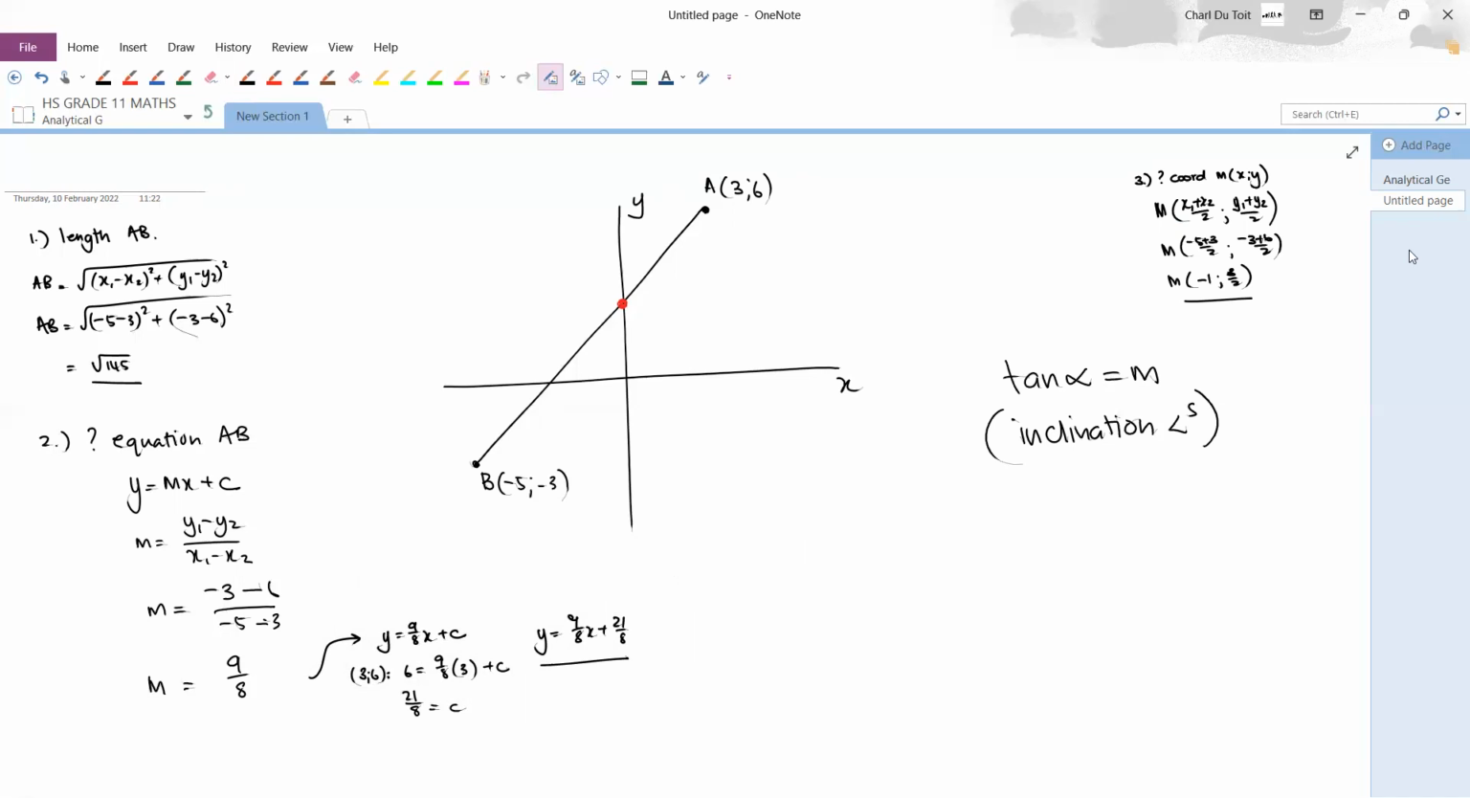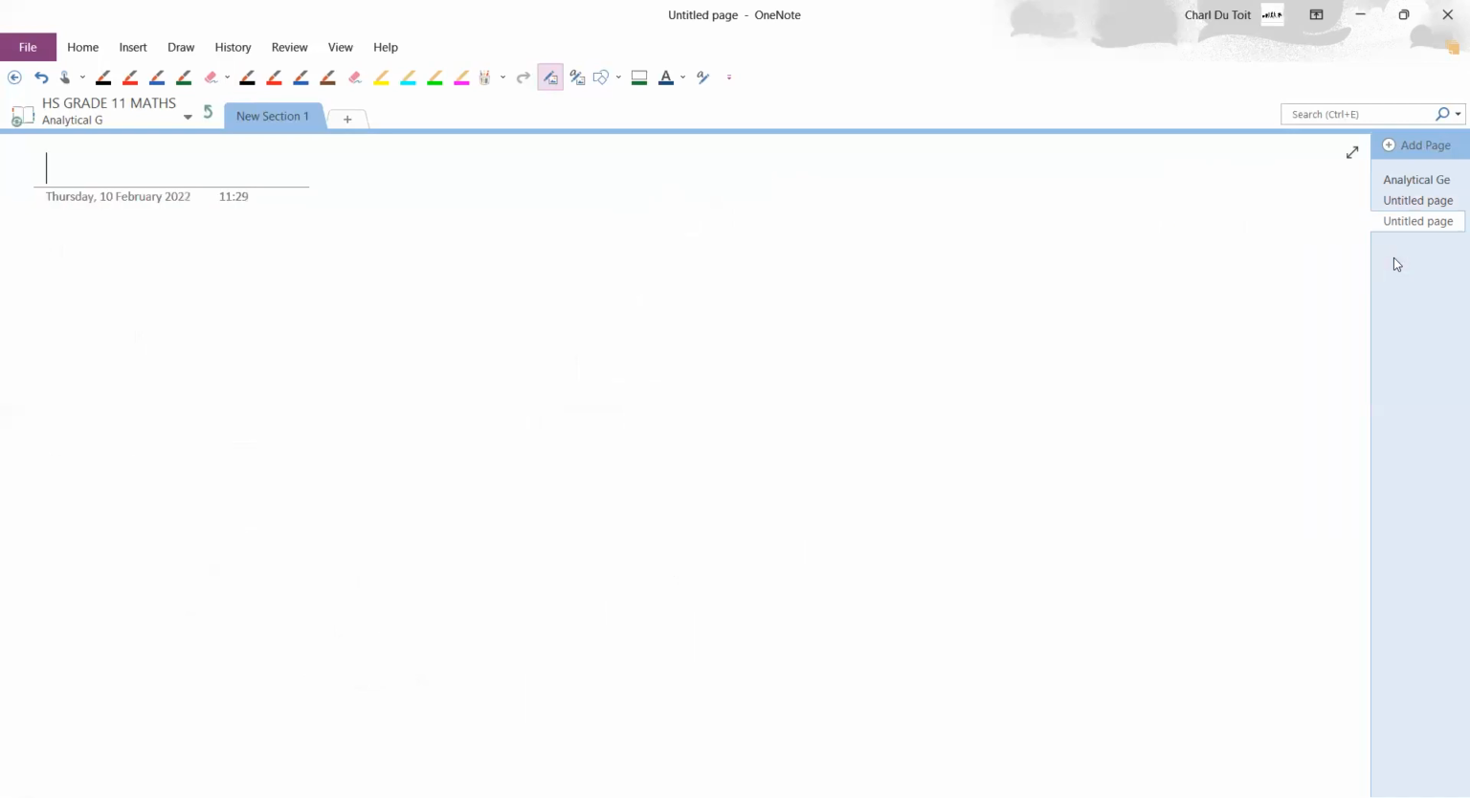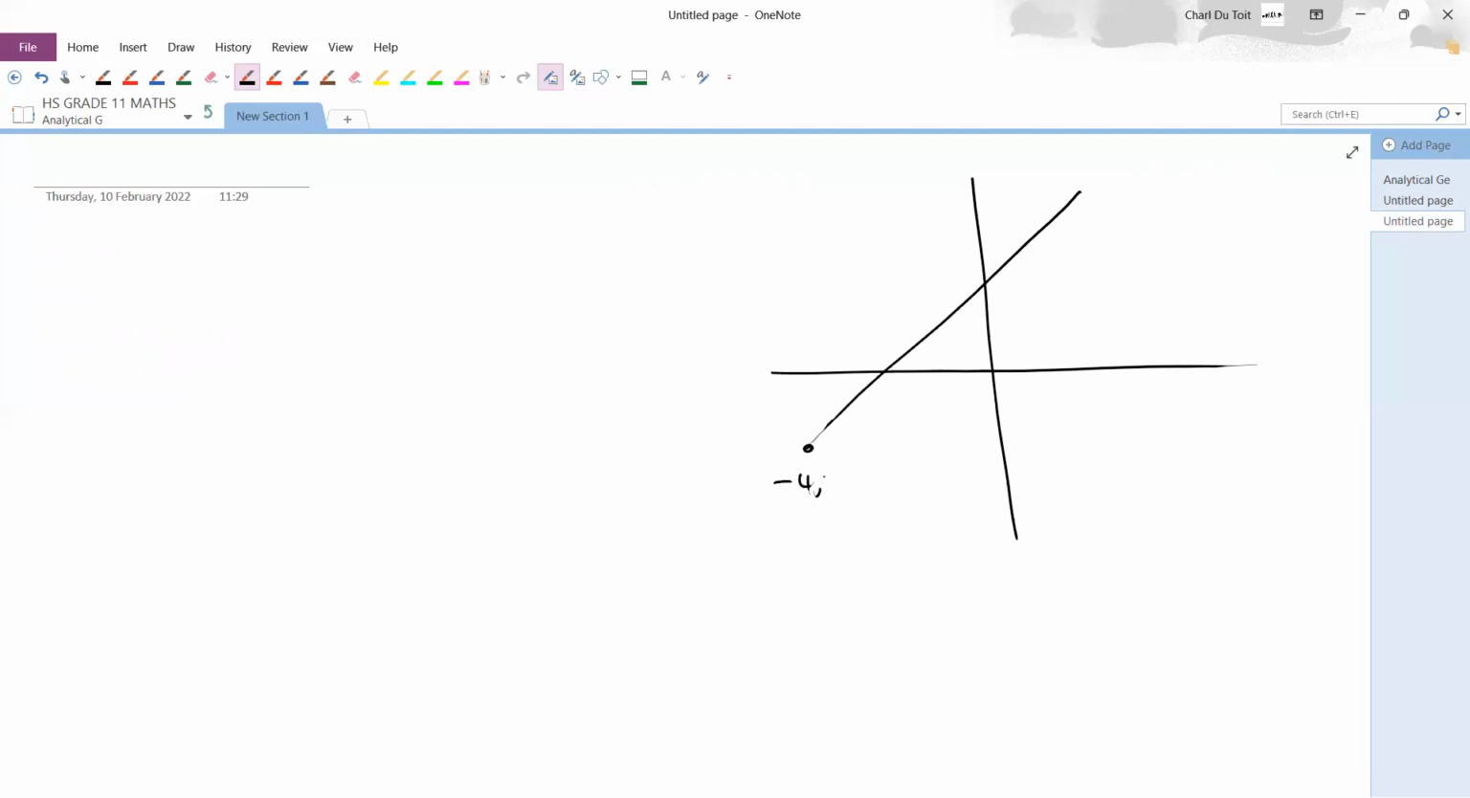I'm going to do a new drawing. And I'm going to show you how inclination angles work. That coordinate is -4 and -2. Let's make this P. And this one is R, which is 3 and 5. Okay. I want to know what is the inclination angle of PR?